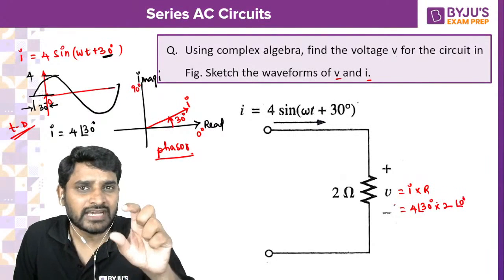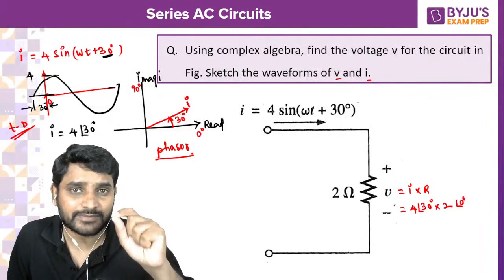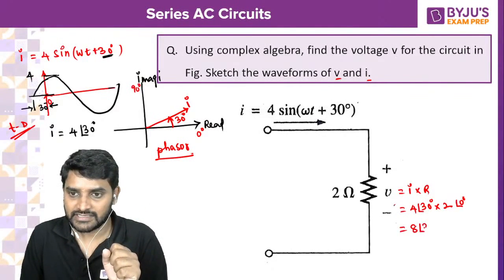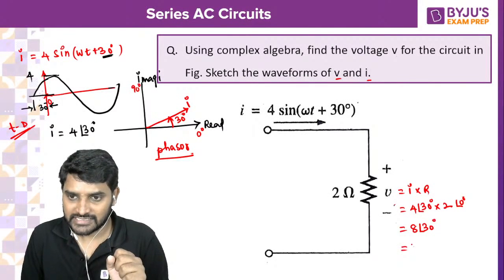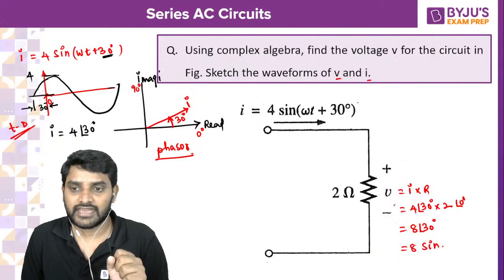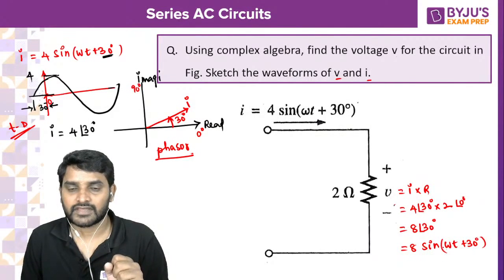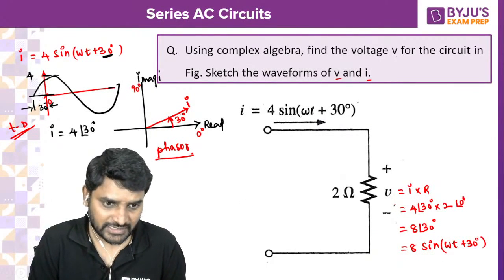There is no phase angle displacement between voltage and current because of resistance. So I'll be getting 8 at an angle 30. So I can write it as 8 sine omega t plus 30.